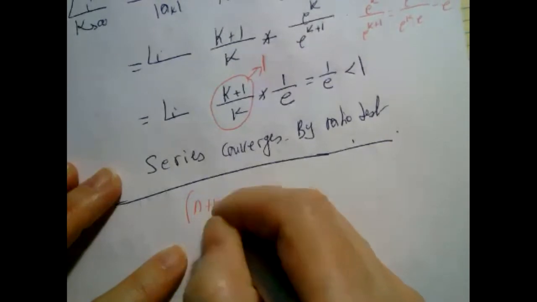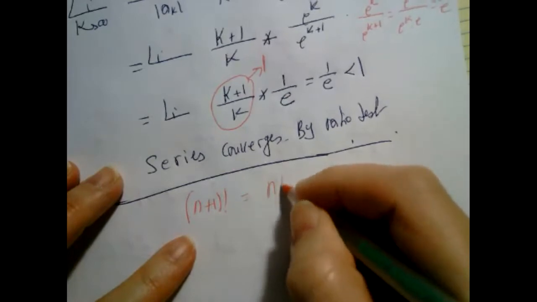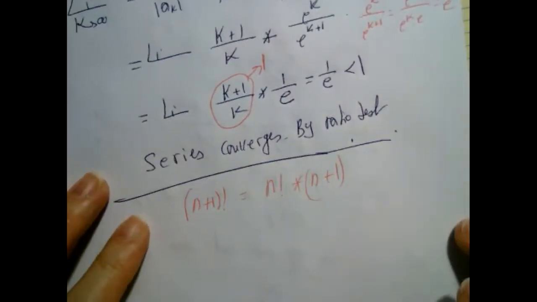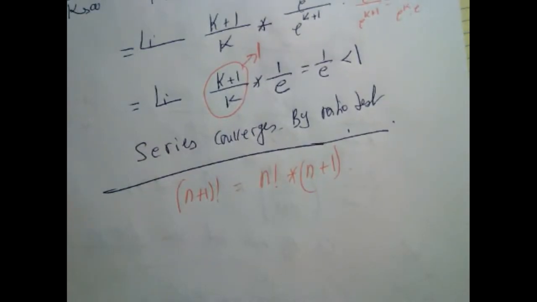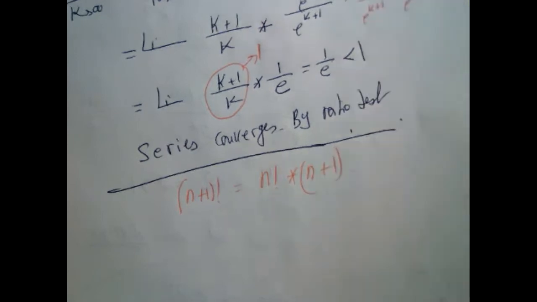If you have n plus 1 factorial, you don't split the factorial. It's n factorial times n plus 1. So you have to be very careful how to use them, but the principle is the same. It's the algebra that you have to be careful with. So make sure you guys do the factorial for tomorrow because we need factorials a lot.